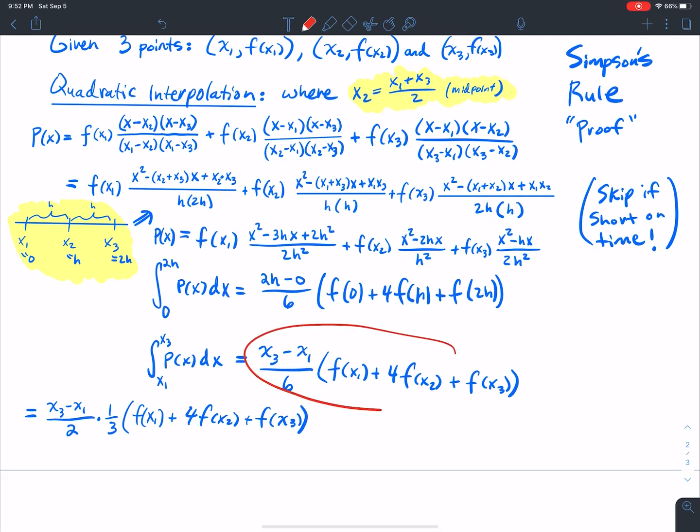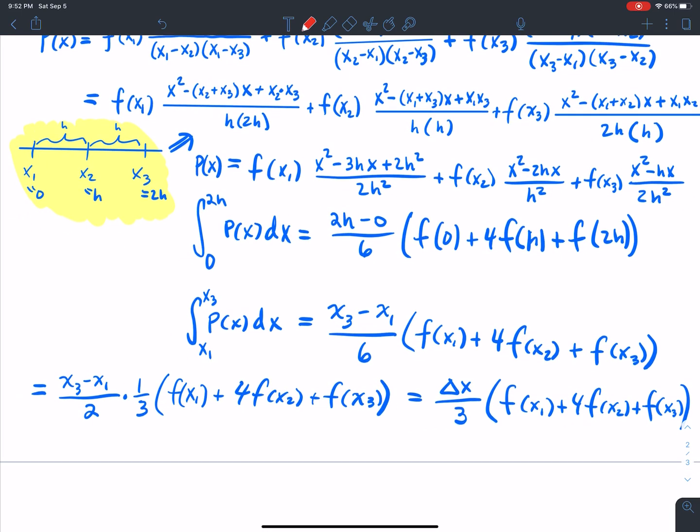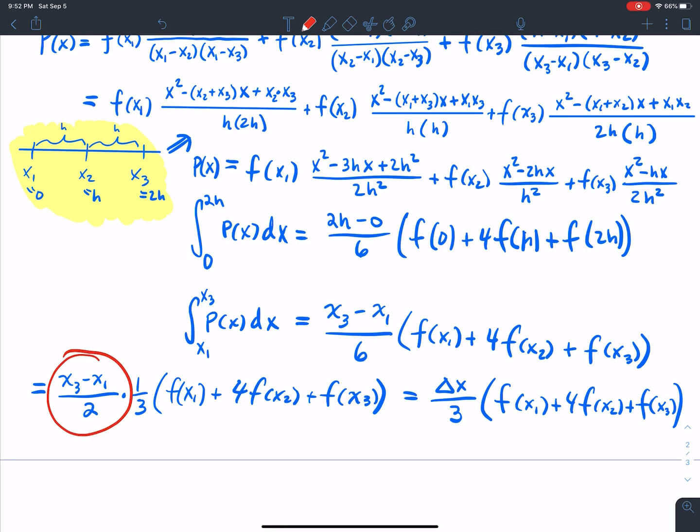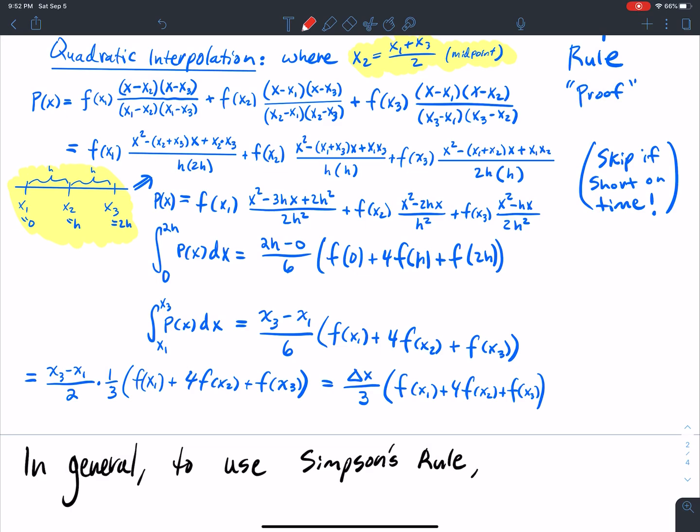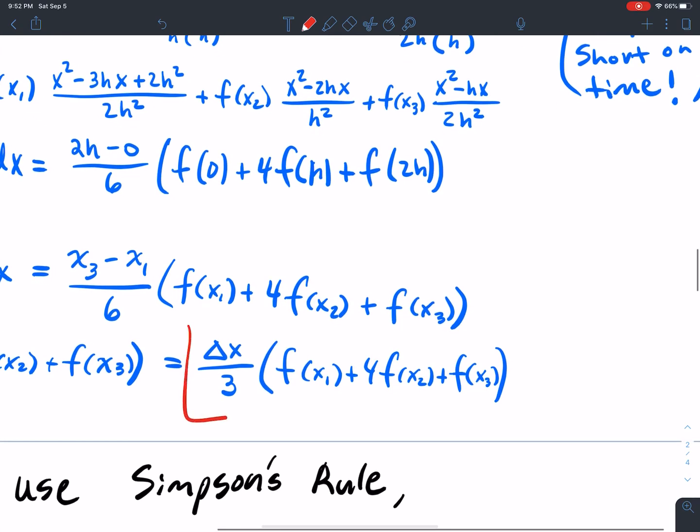So now I have this formula here, and I'm going to factor this to be 2 times 3 here, okay? And so now if I take the whole thing, x3 minus x1, and then I divide it by 2, I get the length of h, which I call delta x. So that's where my delta x comes into play, and then I multiply it by a third, same as dividing by 3. Okay?